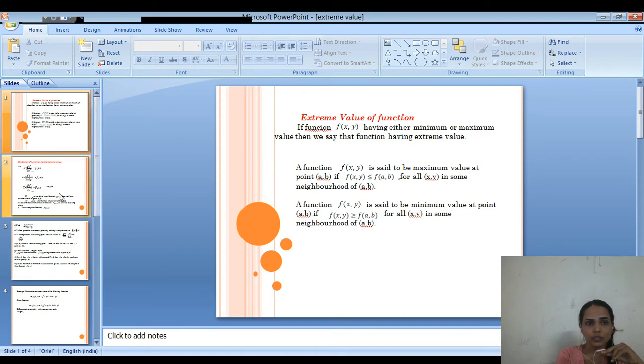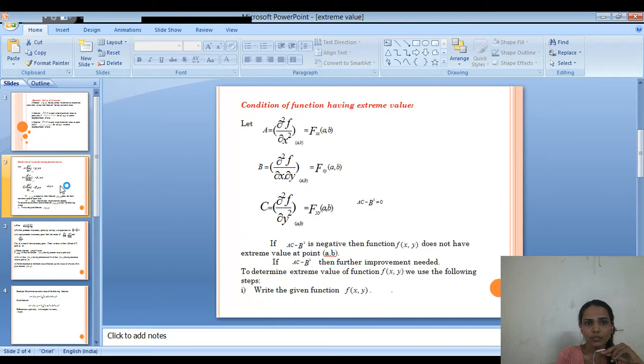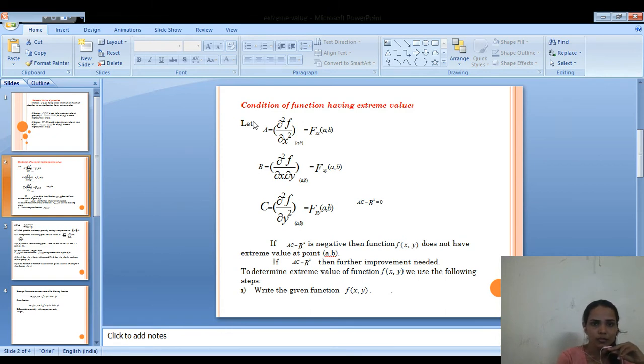Now, to find the extreme value of the given function at some point, there are some conditions.